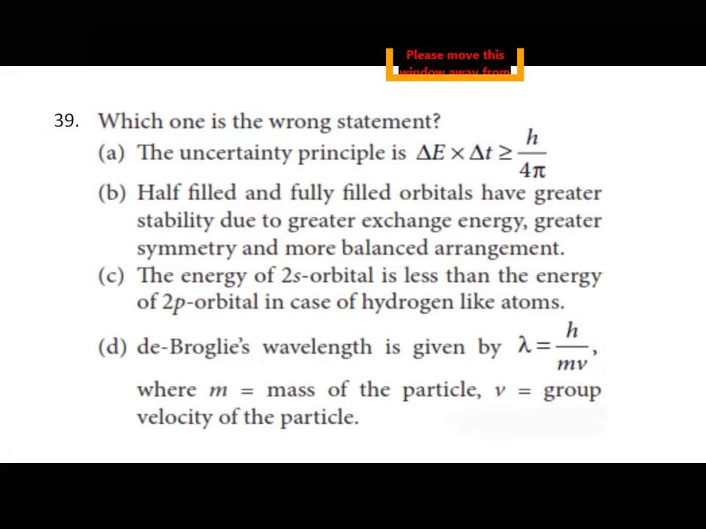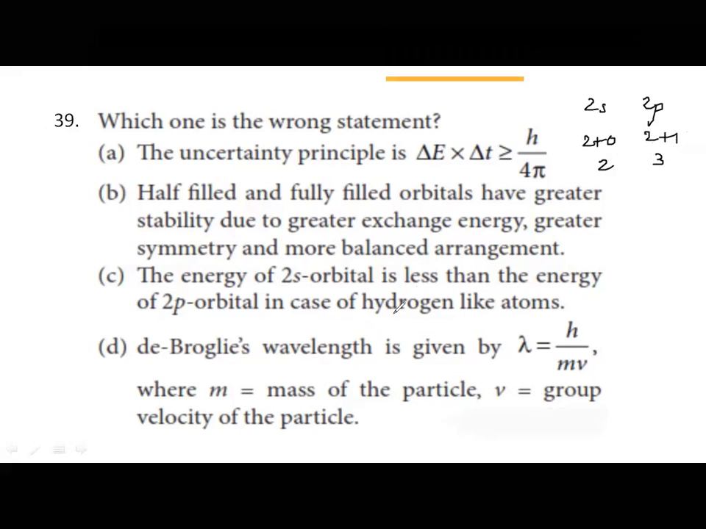The energy of 2s orbital is less than the energy of 2p orbital. Yes, the energy of 2s orbital is less than 2p, right? N plus L rule: 2 plus 0 is 2, 2 plus 1 is 3. So energy of 2s orbital is less than the energy of 2p orbital.